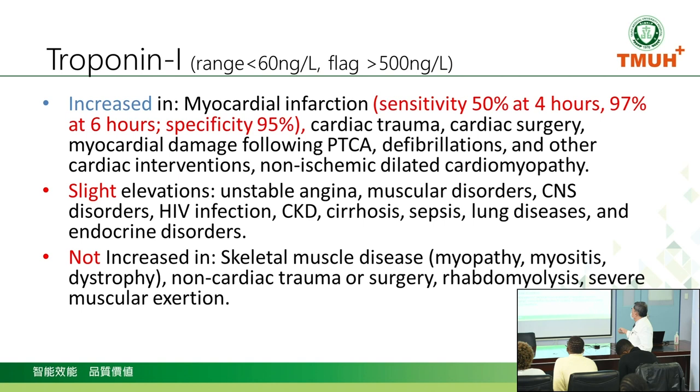Now we call it sensitivity. In angina, the ECG shows no change, but the patient has chest pain, compression pain, radiation, or something else. At 4 hours, troponin I sensitivity is 50%. You see, specificity is high, 95% positive. But at just 4 hours, the sensitivity is only 50%. At 6 hours, it's 97%.